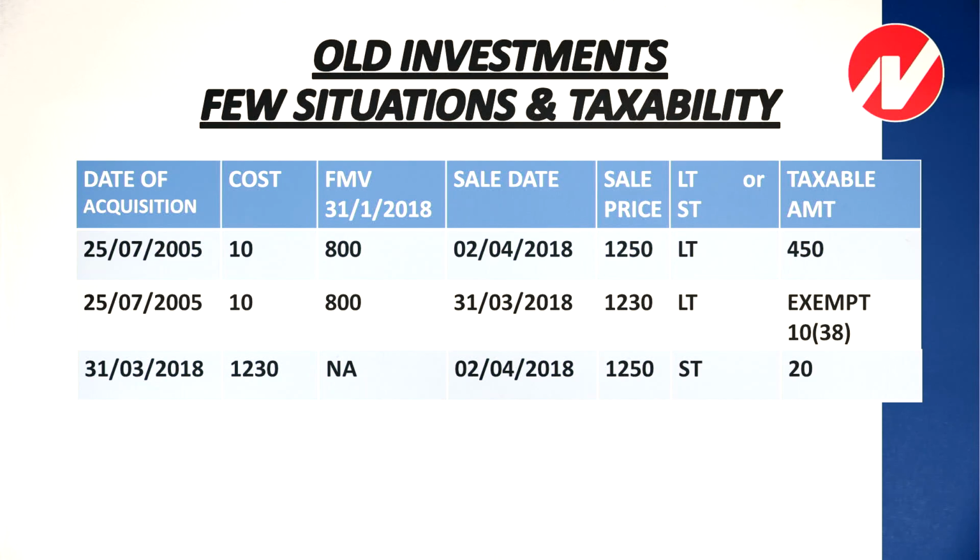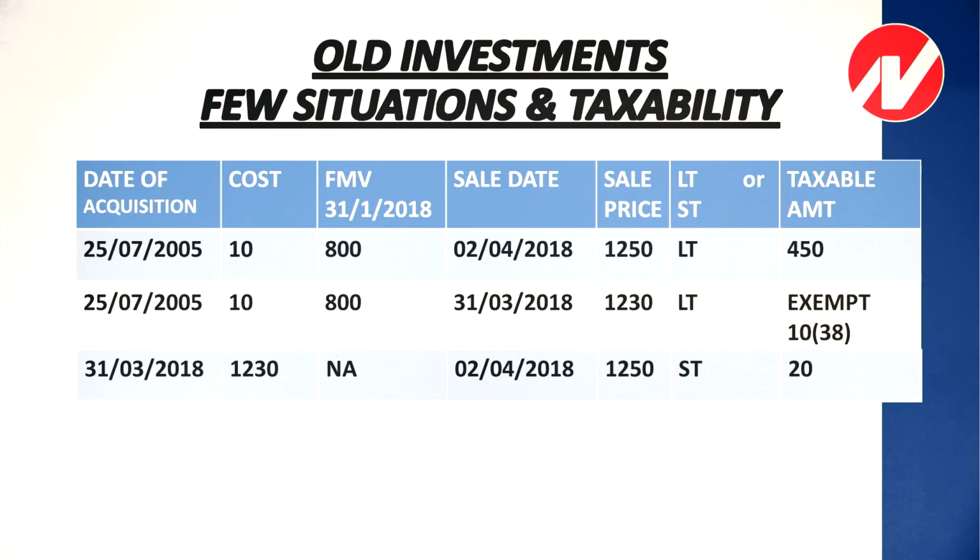सेल किया 31st मार्च 18 को, और 31st मार्च 18 को ही परचेज किया 1230 में, यही के यही शेयर्स, और 2nd अप्रैल 18 को उन्होंने यही के यही शेयर्स 1250 में बेच दिए. There would be short term capital gain of 20 rupees. See, अगर ये रख के बेचता तो 450 रुपये टैक्स आता है, as per A. बेचा, फिर से एक्वायर किया और फिर से बेच दिया, then there is a gain of only 20.